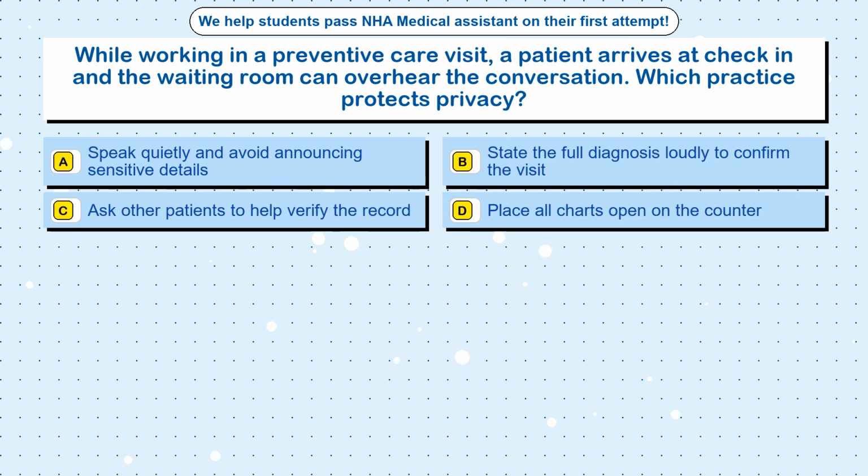Question 54. While working in a preventive care visit, a patient arrives at check-in and the waiting room can overhear the conversation. Which practice protects privacy? Option A. Speak quietly and avoid announcing sensitive details. Option B. State the full diagnosis loudly to confirm the visit. Option C. Ask other patients to help verify the record. Option D. Place all charts open on the counter.